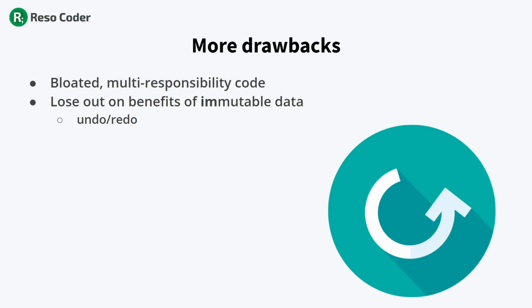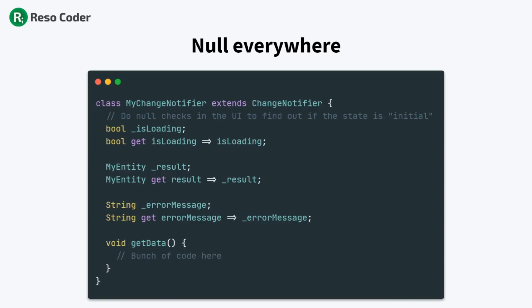The other benefits we lose out on are the benefits of immutable data. For example, easily achievable undo and redo functionality. Because imagine how you would store the history of state changes if you can update any of the fields independently from each other. You can update isLoading, then you can update result, then whatever. You can do really anything you want, and it would be extremely hard to know about the history of steps of the state changes you have taken throughout time.